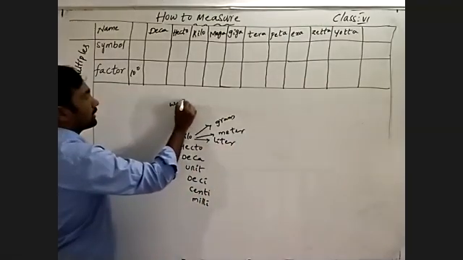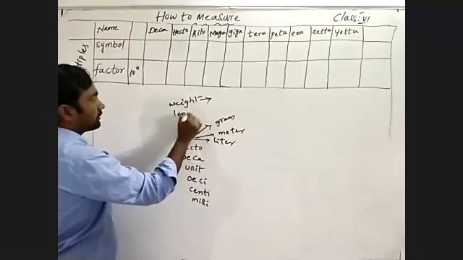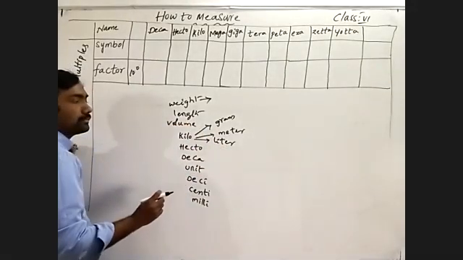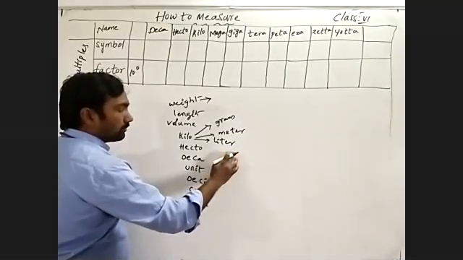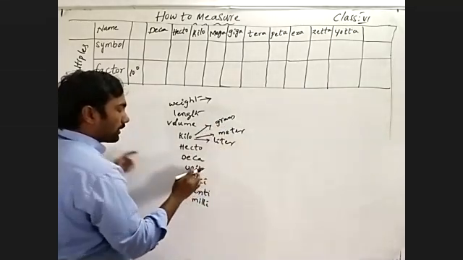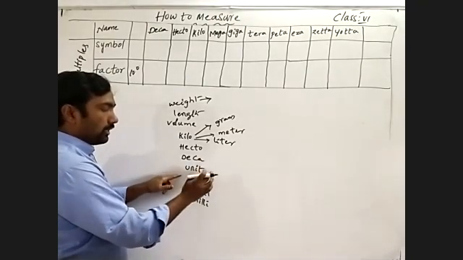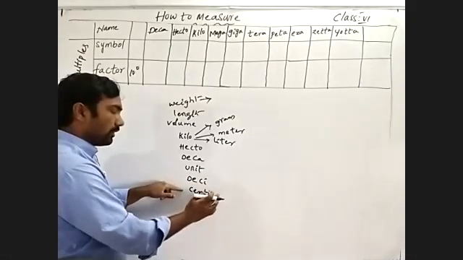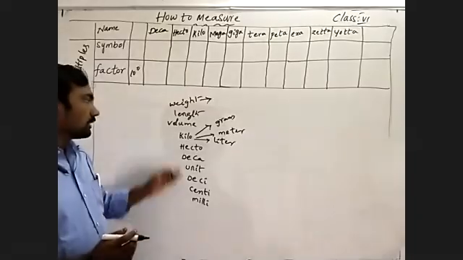So weight is measured with gram, kilogram, and length with kilometer, and volume is measured by kiloliter. Same as hectogram, hectometer, hectoliter, decagram, decameter, decaliter, and the unit means gram for weight, meter, or liter. Then decigram, decimeter, deciliter, centigram, centimeter, centiliter, and milligram, millimeter, milliliter. So this is the way to write.